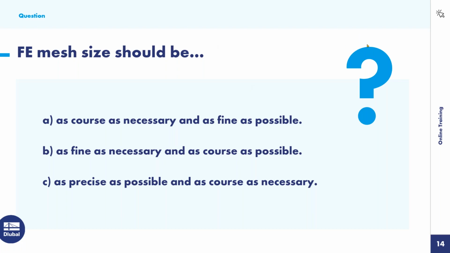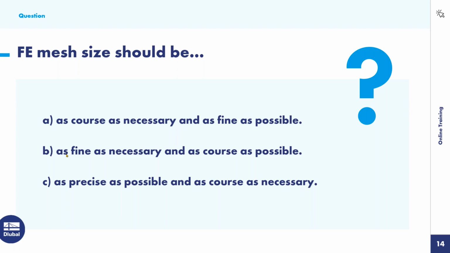All right, so I'm seeing some answers. Most of you guys are correct. So let's go over it. FE mesh size should be: A, as coarse as necessary and as fine as possible. B, as fine as necessary and as coarse as possible. C, as precise as possible and as coarse as necessary. So the correct answer is B, which you guys got.